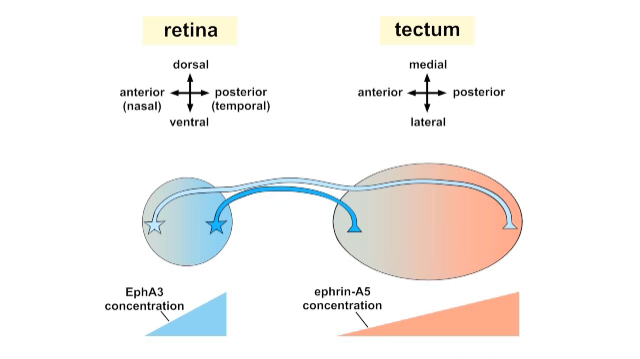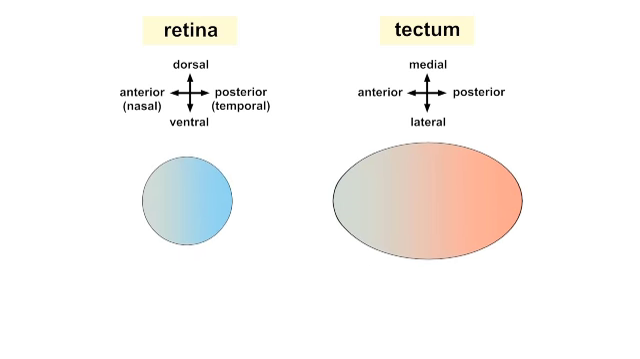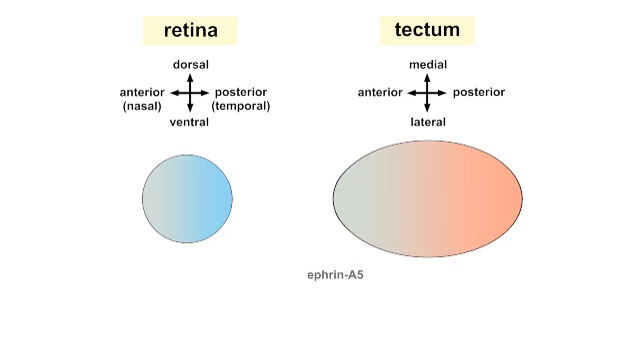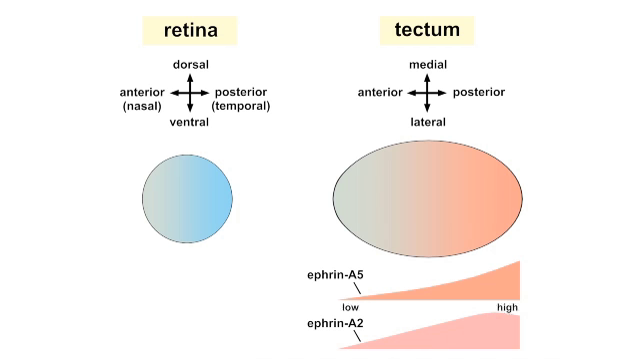This proposed model was tested in a knockout experiment in mice, utilizing mutants of ephrin A5, as well as a second repellent molecule called ephrin A2. Both ephrin A5 and ephrin A2 exhibit a posterior high, anterior low gradient in the superior colliculus, the mammalian equivalent of the tectum.